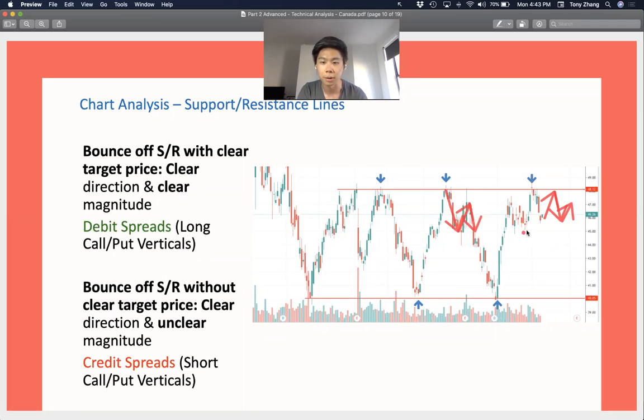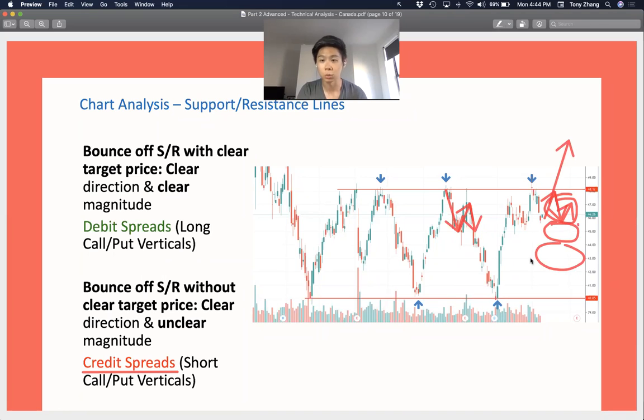And it's not going to move very much, but you think it's just going to sit within a particular range, that's when you want to sell a credit spread. A credit spread allows you to profit as long as the stock stays within this particular range. If it moves lower, you'll be profitable. The only time you lose money is if the stock breaks above your resistance level.